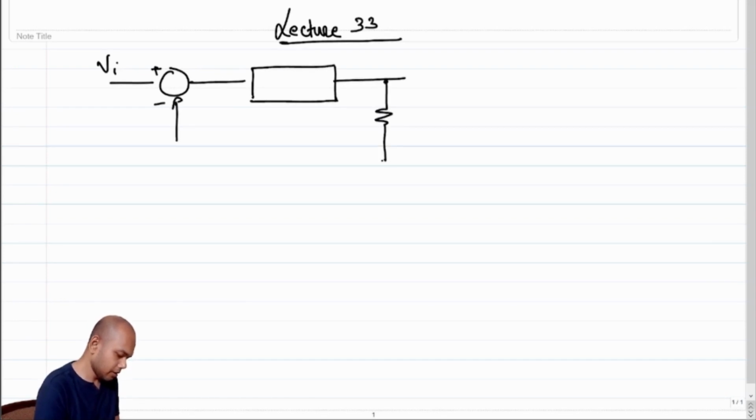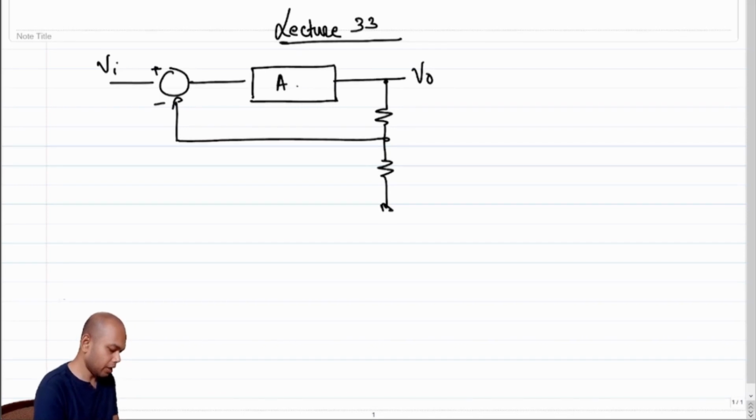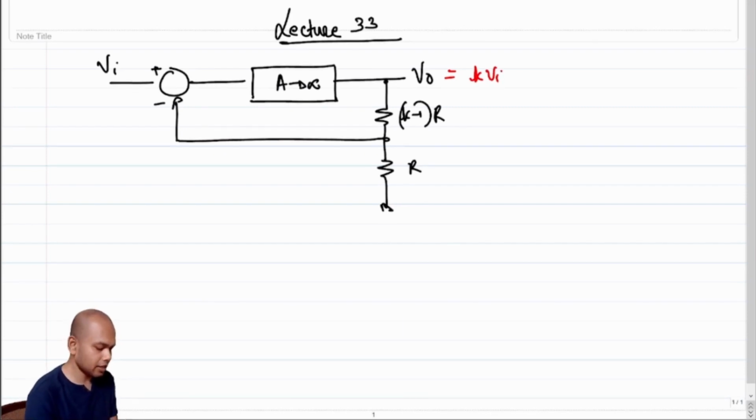And we came up with this architecture where this block had to be again A which tended to infinity. If this were the case, then V0 will be equal to K times Vi. And we also saw that this contraption is likely to have a very low output impedance, which means that this would act like a voltage controlled voltage source.